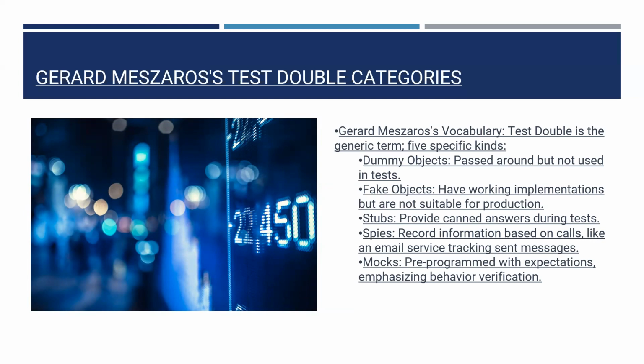Dummy objects are passed around but not actually used in a test. Fake objects have working implementations but are not suitable for production. Stubs provide canned answers during the tests. Spies record information based on calls, like email service tracking, text messages, things that are sent. And mocks are pre-programmed with expectations, emphasizing behavior verification. So understanding these distinctions is crucial for choosing the right test double for different testing scenarios.